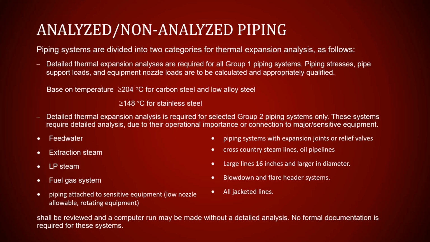This group is based on temperature. And our main criteria here was the temperature. For carbon steel and low alloy steel, we start to consider critical piping once it reaches 204 Celsius and above. And for stainless steel, once it reaches 148 Celsius and above.